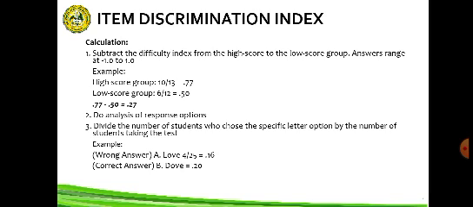Second is we do the analysis of response options. Importantly, we divide the number of students who chose a specific letter option by the number of students taking the test. For example, for the wrong answer, which is letter A, 4 over 25 students answered it, so it would be 0.16. And for the correct answer, 5 over 25 students answered it, so there would be 0.20.